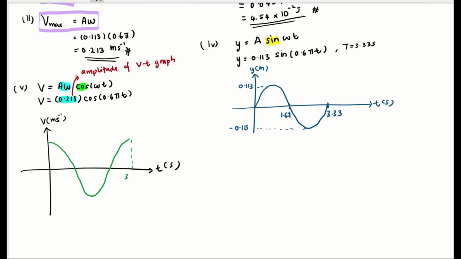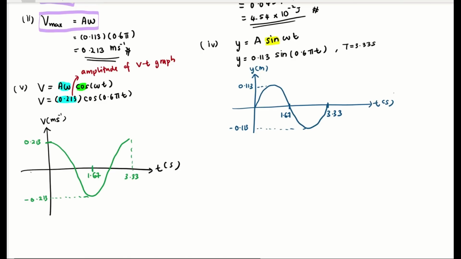So T is 3.33. So this is the half oscillation, 1.67. Okay. And then here is the value of 0.213, while this is the value of negative 0.213. Alright, so now we have finished question 6A.